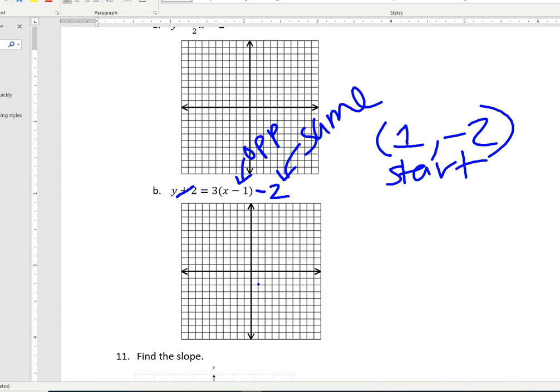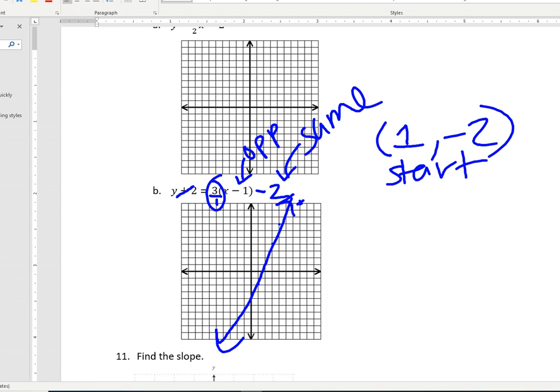I'm going to start there, and then I'm going to use my slope, which is right here, 3. There's no number under a 3, so I'm going to put a 1. 3 over 1, that means I'm going to go up 3, 1 to the right, up 3, 1 to the right, up 3, 1 to the right, and then just connect your dots. I don't know why there's an extra dot right there. Didn't mean it. Okay, so that's pretty much all you got to do.